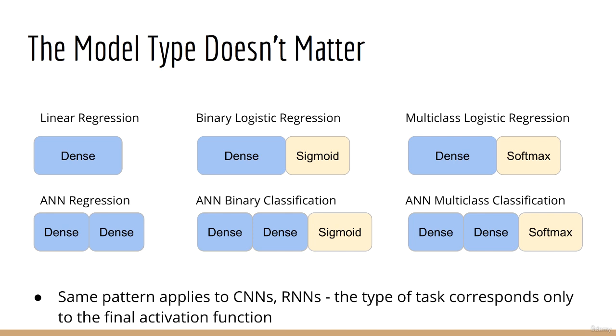It's important to remember that what came before the final layer in the model is not related to the task. You can have a CNN or an RNN, or any other kind of complicated neural network. It is still the case that the final layer of the network will be a dense layer with one of these three activation functions corresponding to the task being done.